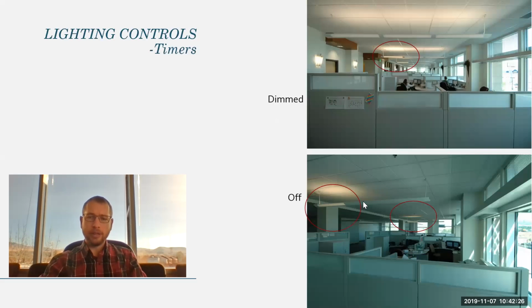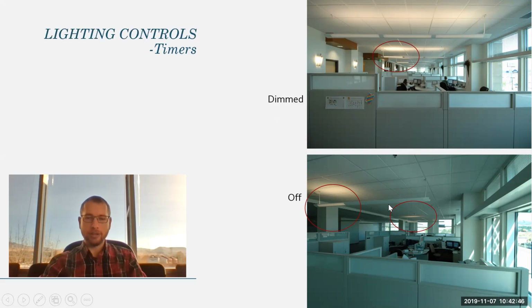Here's an example of a timer gone awry. This is an office in Idaho. And the night lights, these lights that should stay on all night, this timer was actually overriding the rest of the controls, which were dimming and even shutting off the rest of the lights because it had enough natural light.